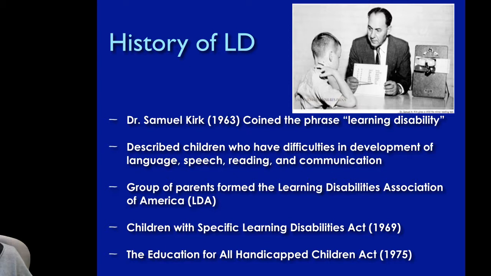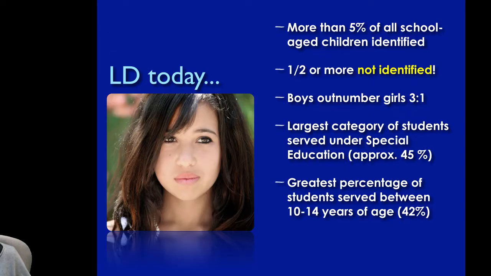And of course, as we've already talked about, the Education for All Handicapped Children Act of 1975, what is now known as Individuals with Disabilities Education Act, was passed in 1975 in order to provide rights and services to children and families of children who have learning disabilities and other disabilities.